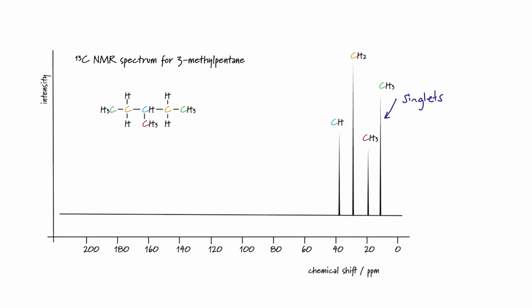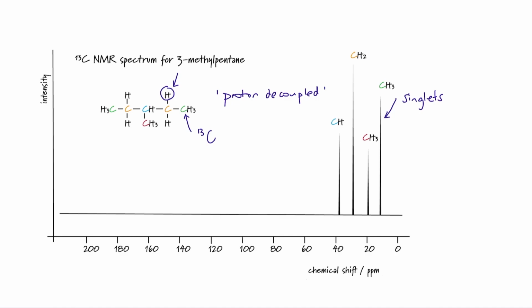Now, we know that magnetically active nuclei, such as hydrogen and carbon-13, will split each other's signals if they're in close proximity to each other. This is known as spin-spin coupling. And this can make carbon-13 NMR spectra very messy and really tricky to analyse. As a result, carbon-13 NMR spectra are produced in such a way that any splitting is removed, and the spectrum is often described as being proton decoupled.